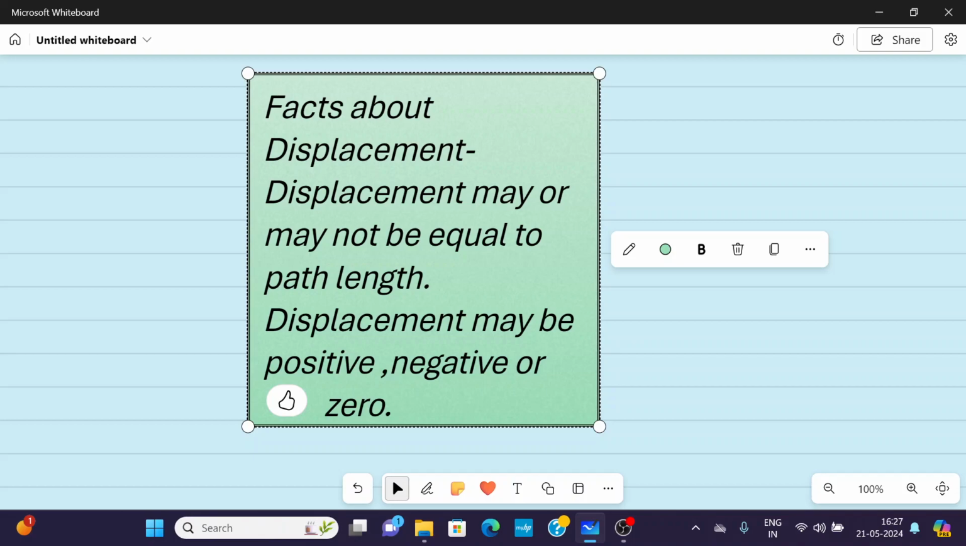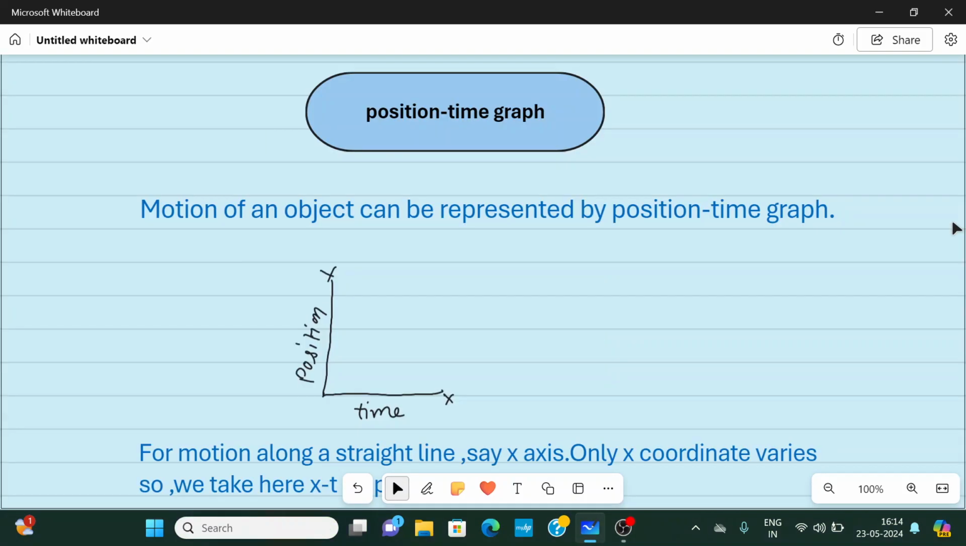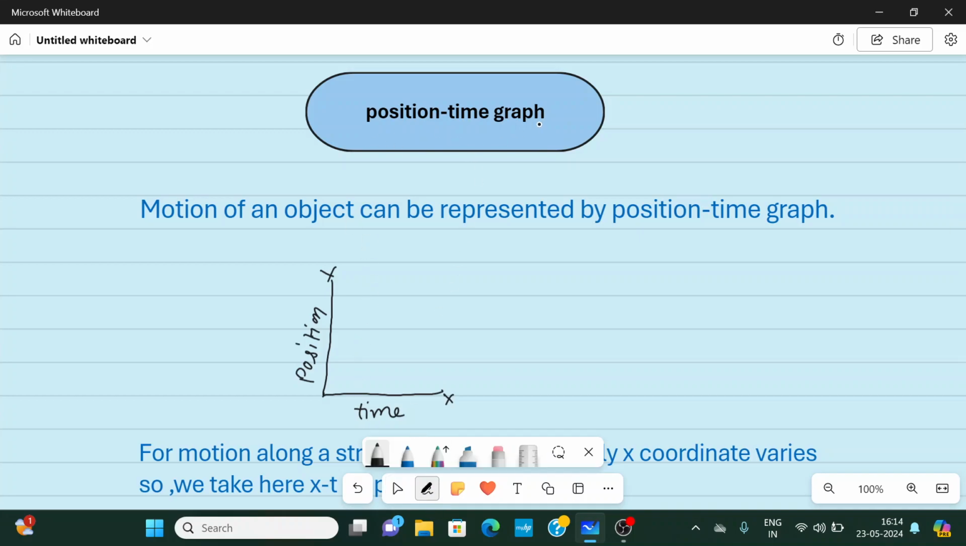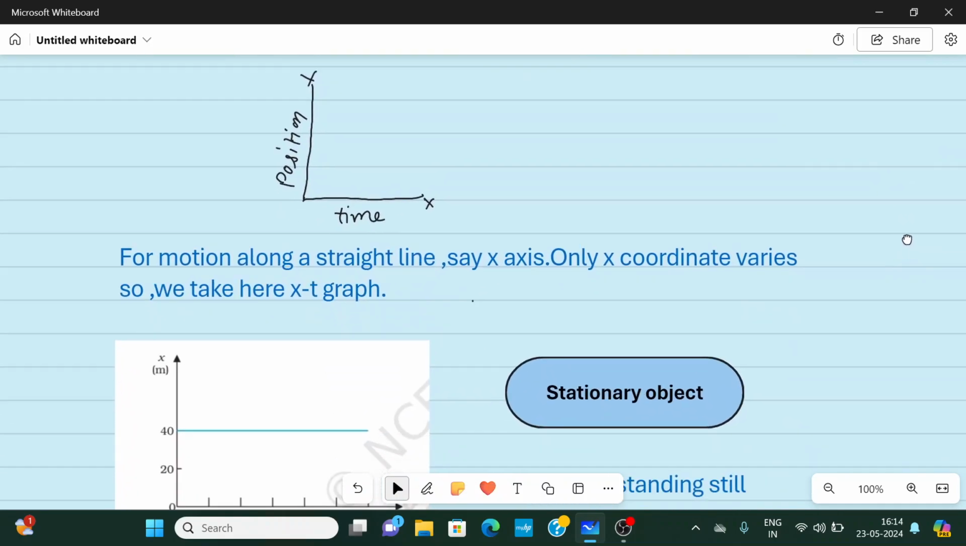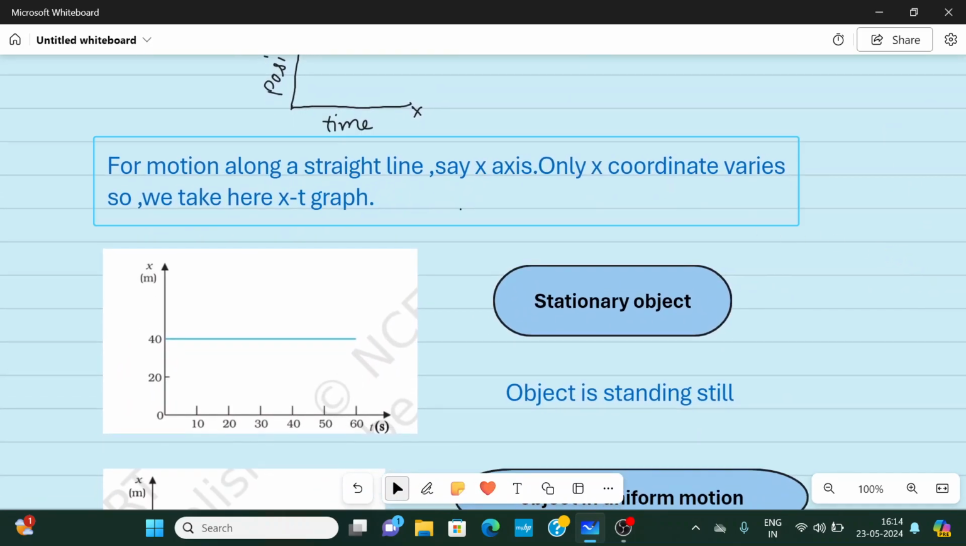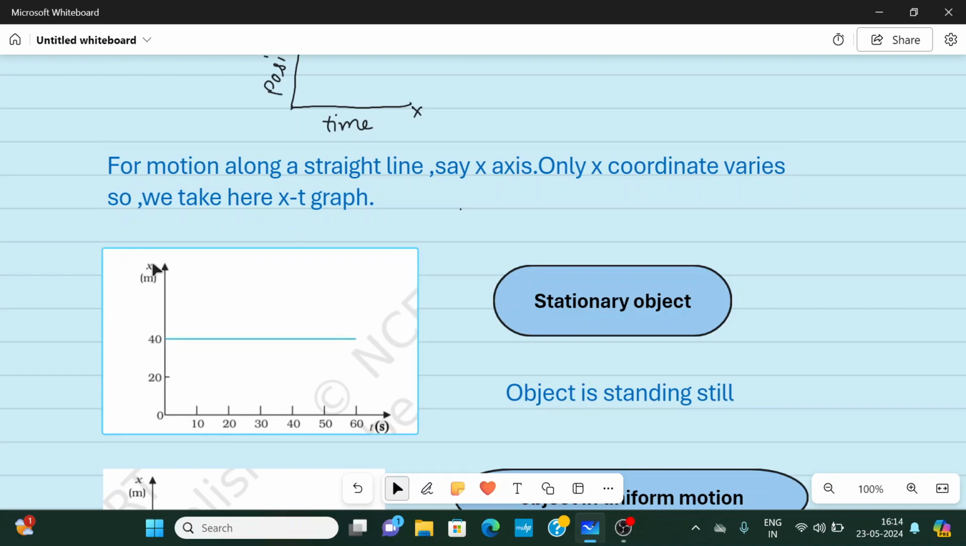Let's move to the next topic, that is position time graph. So position time graph, what is the significance of position time graph? Motion of an object can be represented by position time graph as is shown here. On y-axis we represent position and on x-axis we represent time. Now for motion along a straight line, as we are considering in this unit, say along x-axis, only x coordinate varies. So we take here xt graph. In place of position, we represent x coordinate on y-axis, which is in meter.